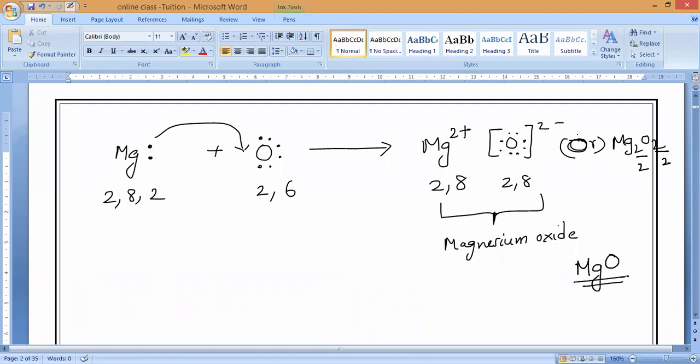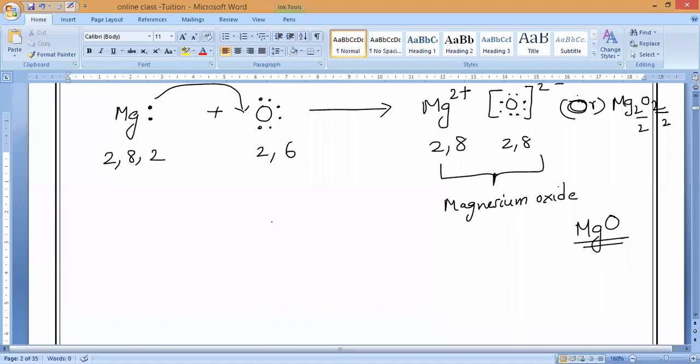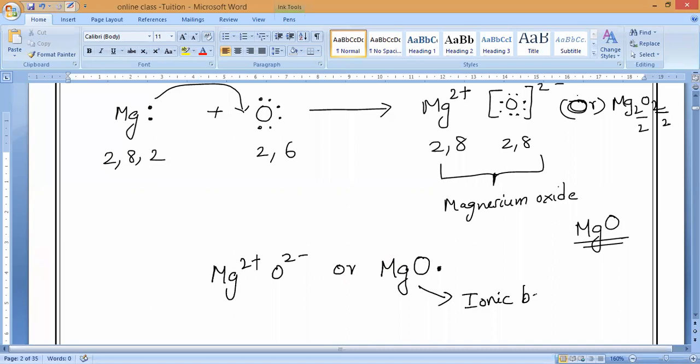Everybody, please respond. Yes, sir. Both are the same: Mg2+ O2-, or you can write MgO. Do you understand? Please respond. Yes, sir. So it is formed by one donation and one receiving. So which bond is present, ionic bond or covalent bond? Ionic bond. That is an ionic bond. So all of you should write.